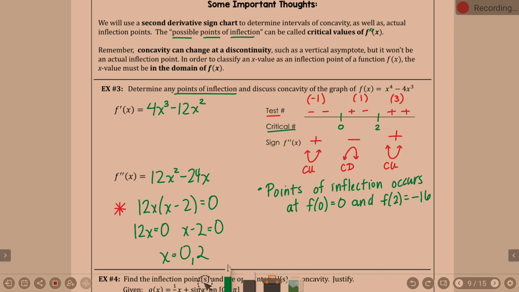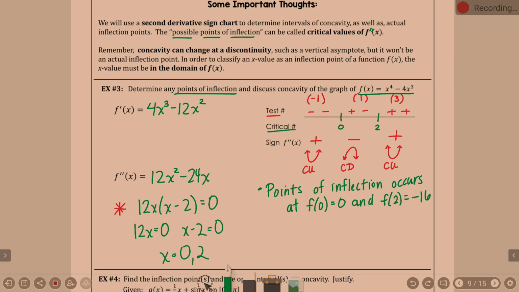Points of inflection occur when x equals 0 and x equals 2. I wrote those as f of 0 equals 0, and that would be plugging into the original problem, because that's where your points are going to come from, the original problem. So you plug in 2, and you get negative 16.